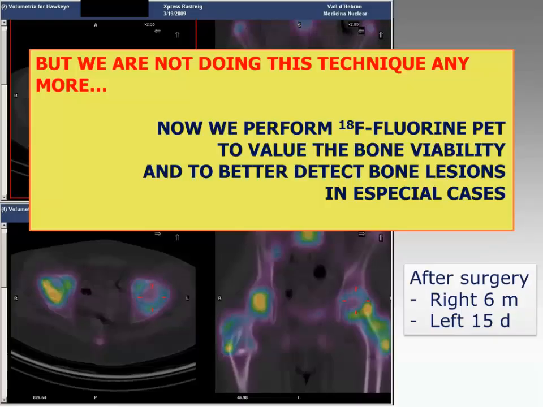But we are no more doing this technique anymore. What are we doing now? Now we are performing a PET with fluorine to value the bone activity in these cases and to better detect bone lesion in some special cases.